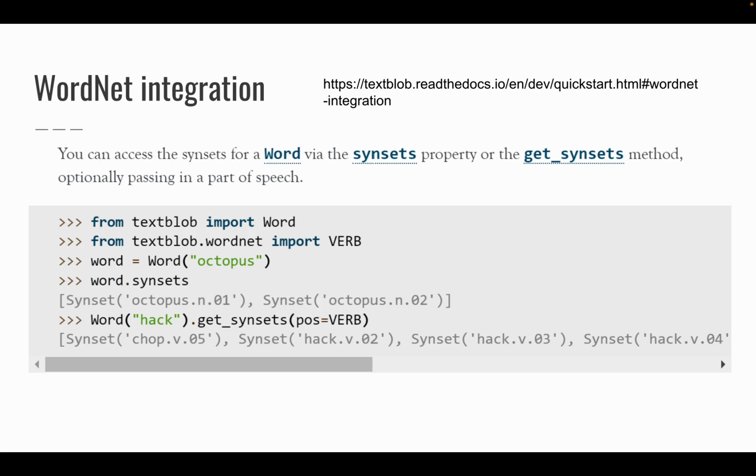Next, we're talking about WordNet integration. You can access the synsets for a word via the synsets property or the getSynsets method, optionally passing in a part of speech. So we have a word object like octopus, and we say word.synsets, we get its synsets. As an alternative, we can call getSynsets on a word to also get its synsets, but that has the advantage of allowing us to pass in the part of speech for disambiguation.